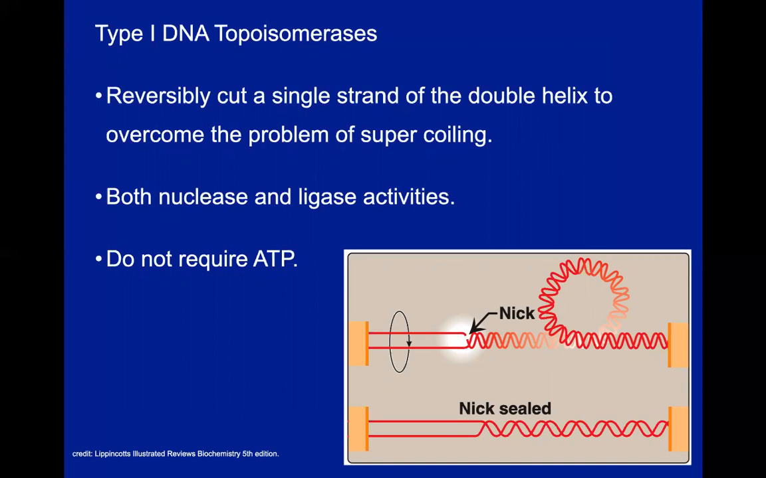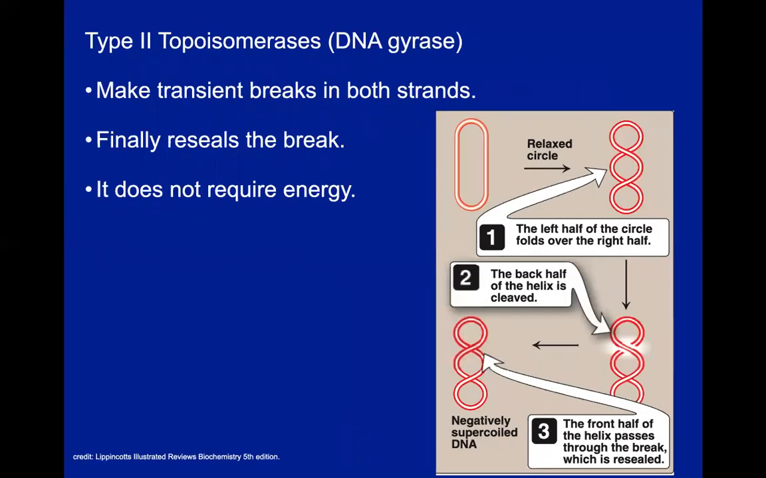Type 1 DNA topoisomerases reversibly cut a single strand of the double helix to overcome the problem of supercoiling. Both nuclease and ligase activities are present in the type 1 topoisomerase and they do not require ATP. You can see here only one strand cutting occurs by type 1 topoisomerase. This will release the tension here and they start releasing the supercoil. And then finally, after releasing this supercoil, the nick is sealed by the ligase enzyme. Ligase activity is present in the topoisomerase.